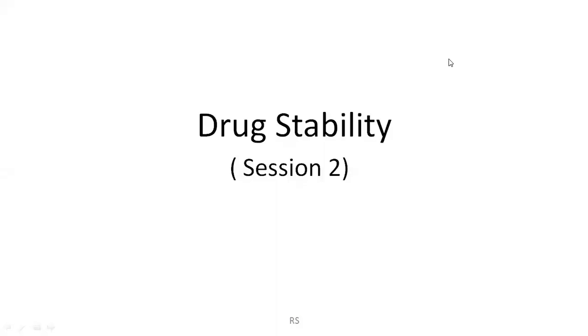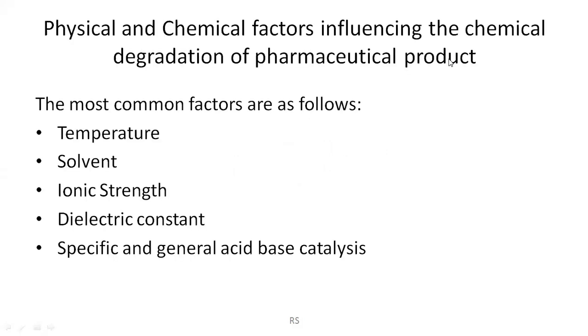Hello everyone, here we are with the second session of drug stability, and in this chapter we are going to discuss several physical and chemical factors which can influence the chemical degradation of pharmaceutical products. The most common factors which can affect the rate of degradation of any pharmaceutical formulation are temperature, solvent, ionic strength, dielectric constant, and specific and general acid-base catalysis. So here we will discuss them one by one.